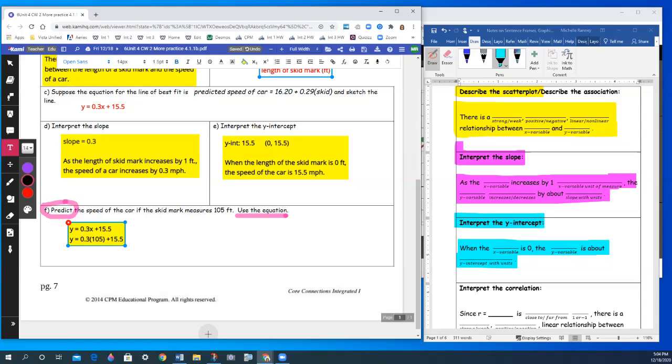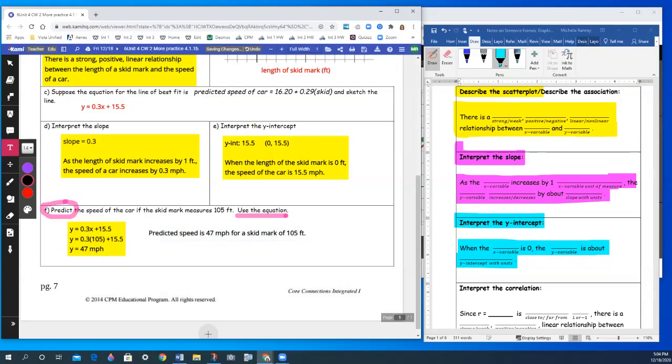And when I put that into my calculator, I end up getting 47. This is 47 miles per hour. So my predicted speed is 47 miles per hour for a skid mark of 105 feet. Now, this predicted value is going to come into play when we talk about residual.